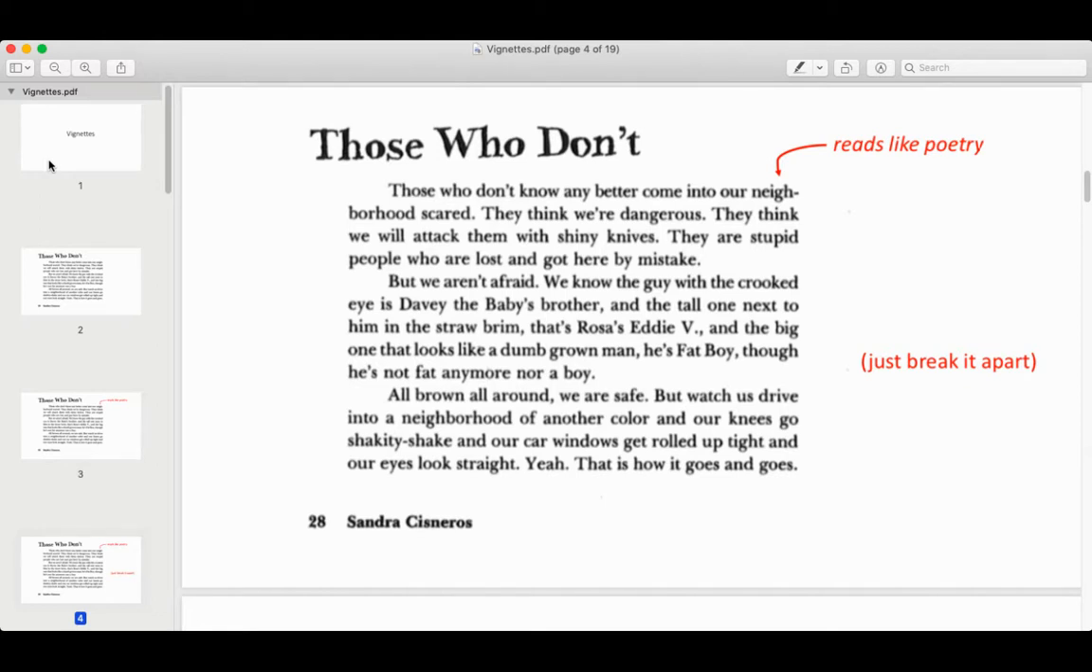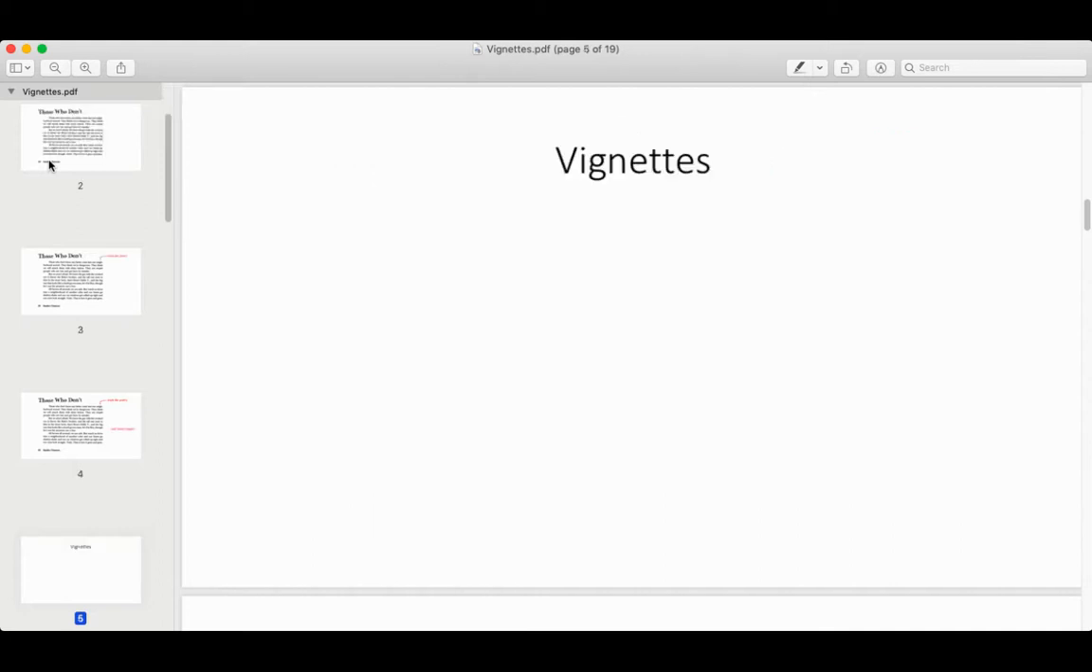Now, take heart in the fact that The House on Mango Street isn't poetry. It just reads a little bit like poetry because it uses really rich descriptive language, and partly because it doesn't tell a story straight through from beginning to end. Instead, the chapters are a series of vignettes. All right, so what is a vignette?